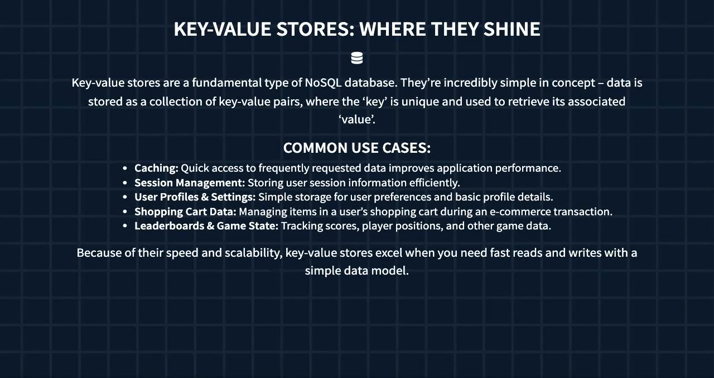Let's talk about where key-value stores really come into play. Think of them as super-fast memory locations for your data. They're fantastic for things like website caching, so when someone requests something, it's quickly pulled from the store instead of needing to be generated on the fly. They also work great for storing user sessions and even tracking items in a shopping cart. Basically, if you need really quick access to relatively simple data, a key-value store is often a smart choice.